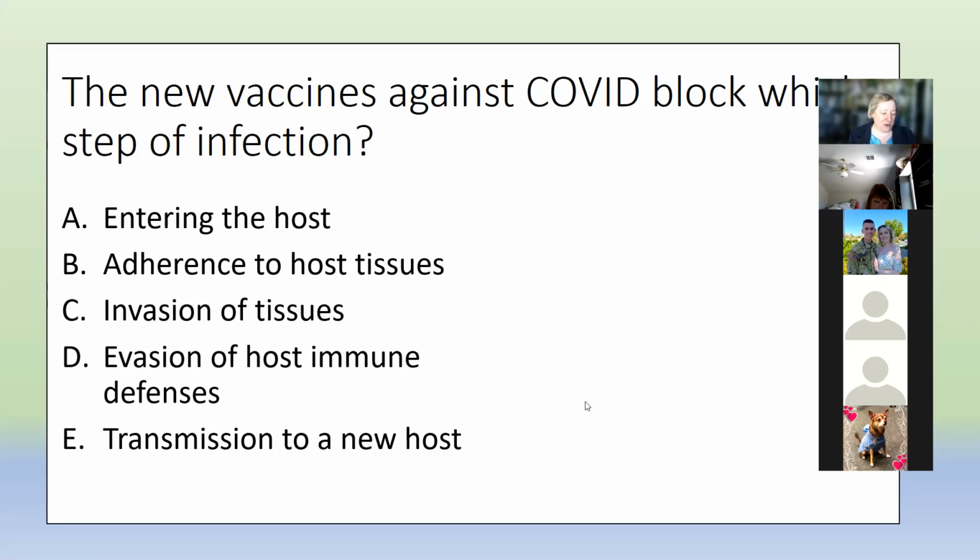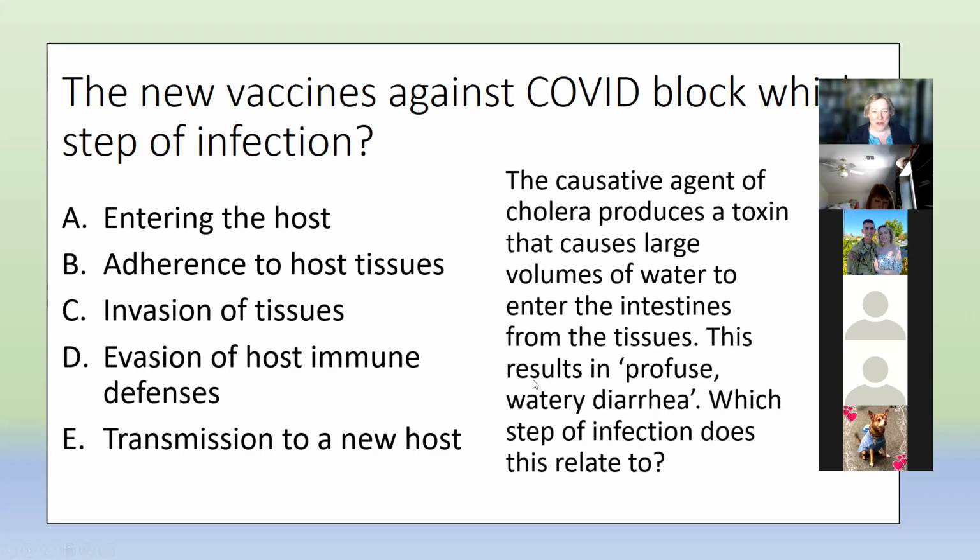Okay, let's go on to the next question. I think we have time for just one more. You're going good. Okay, cholera: the causative agent of cholera, Vibrio cholerae, produces a toxin that causes large volumes of water to enter the intestines from the tissues. This results in profuse watery diarrhea. Which step of infection does this relate to? I'm going to relaunch the poll, and this time there's just one right answer.